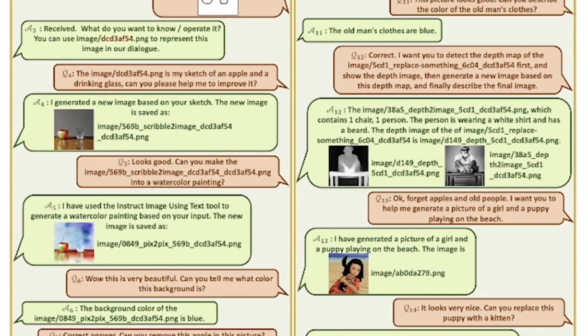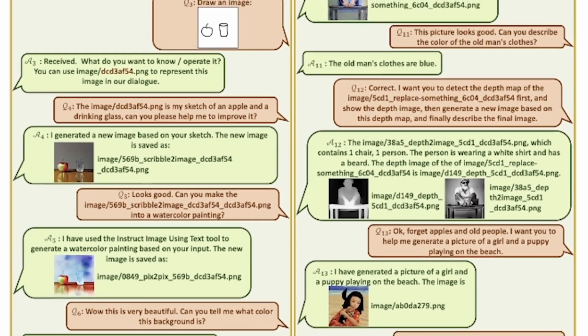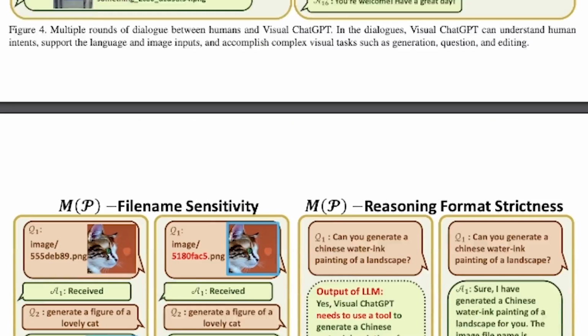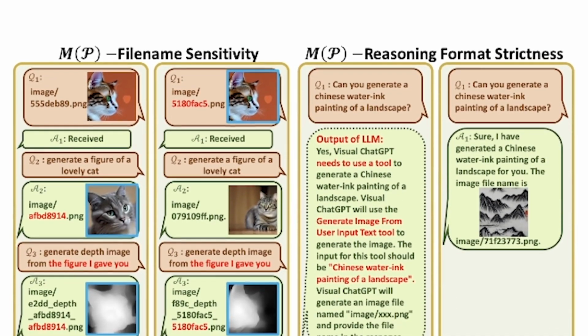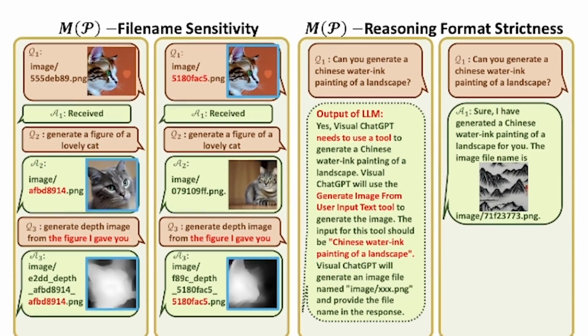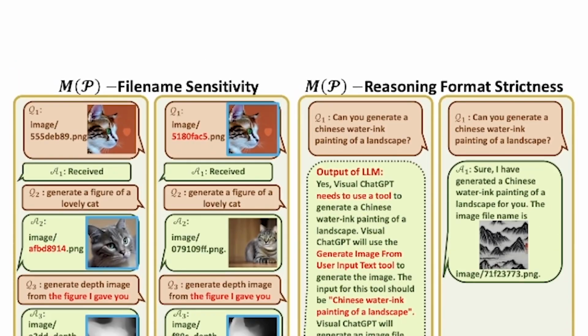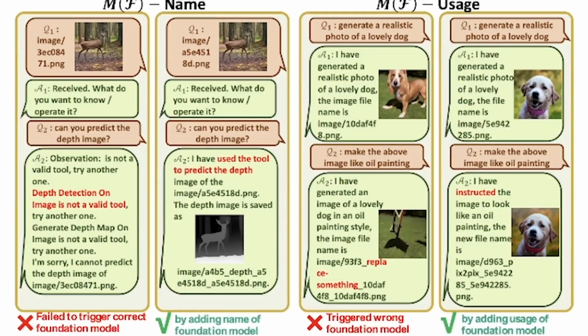In the dialogue, Visual ChatGPT can understand human intents, support language and image inputs, and accomplish complex visual tasks such as generation, questioning, and even editing at some point. And you can go as far as this. You can see file name sensitivity, reasoning, and format strictness, and it has given detailed information about the results of the prompts that people gave it and how it produced the answers.